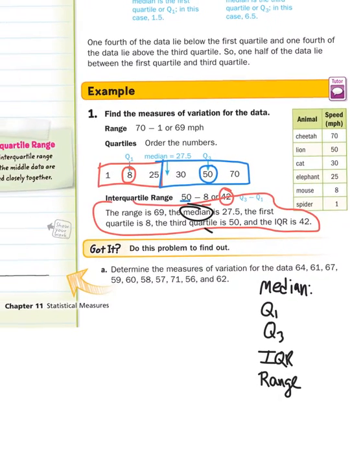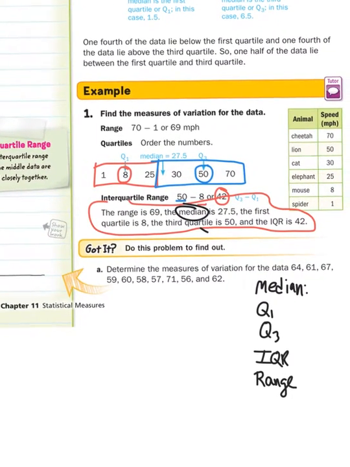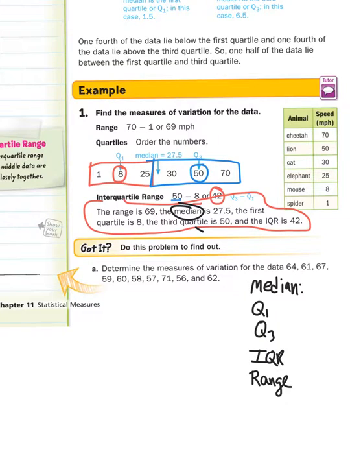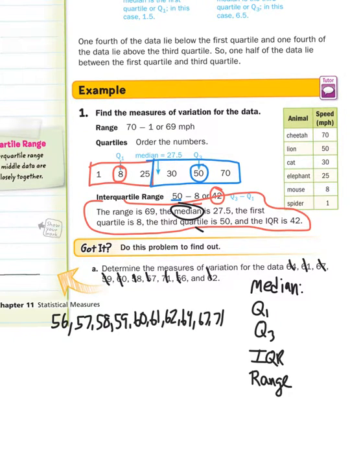All right, so your job, pause the video, find all 5 of those things. If you forget how, you can go back up and look at example 1 or rewind the video back where I was explaining them. Okay, restart it when you're done. Go. All right, let's see how you did.